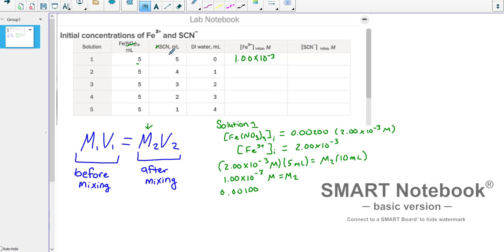solution 1, but then notice that for the other solutions, your V1 is going to decrease as you go down. So V1, the volume before mixing for the thiocyanate, will be different for each one of them. So although your initial concentration of iron should end up being the same for everything, your initial concentration of thiocyanate is decreasing as you go down because you added less of it. So go ahead and fill out this whole table for your lab notebook.